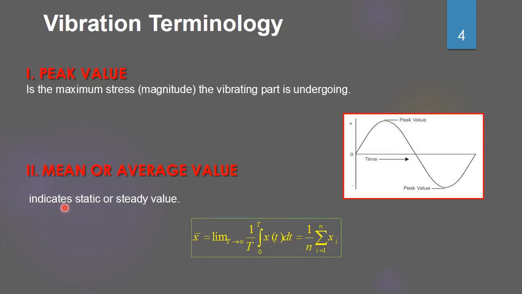Another terminology is the mean, or sometimes called average value, which indicates the steady value. It's given by this equation: x bar equals the limit as t goes to infinity of 1 over t times the integral from 0 to t of x(t) dt. And it can also be defined in summation form: 1 over n, sigma i from 1 to n, x of i.